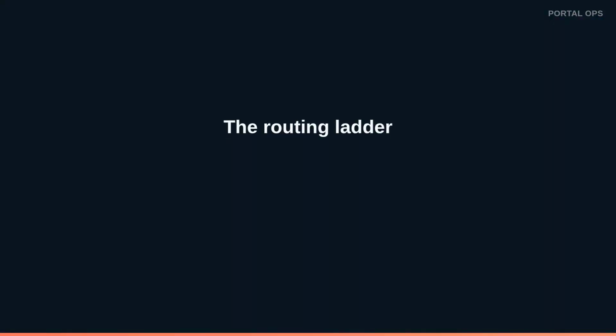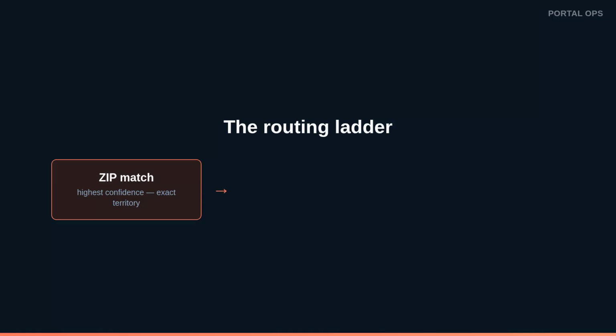Step 2 is the ladder. Try the normalized zip against your territory map first. That's the highest confidence assignment, and it handles territories that split a state between reps. No usable zip? Fall back to the state field. Coarser, but still correct when whole states belong to one rep.